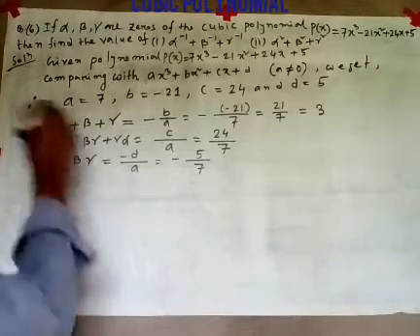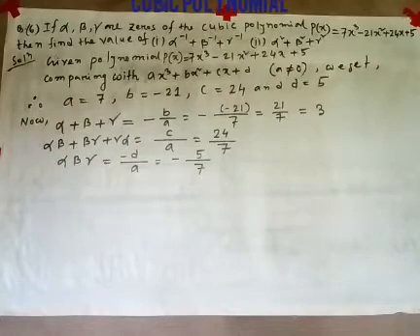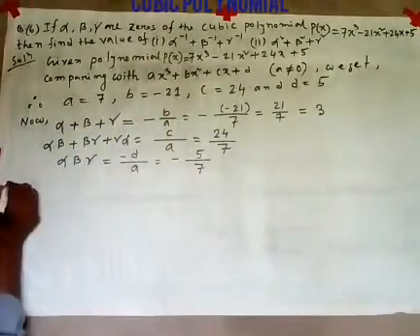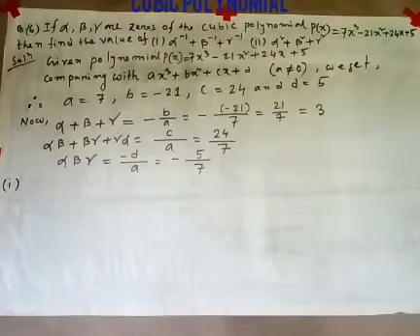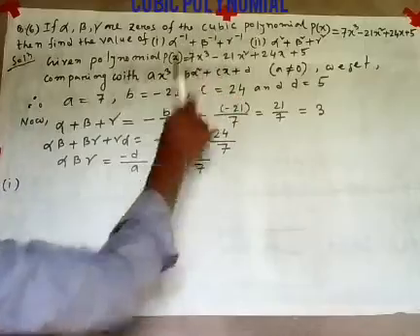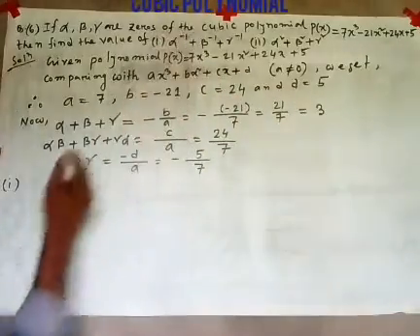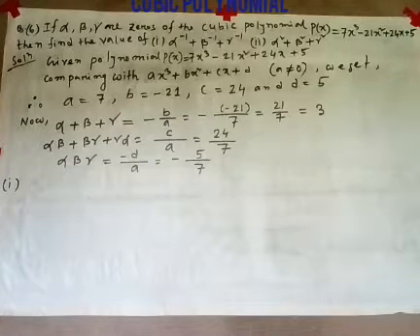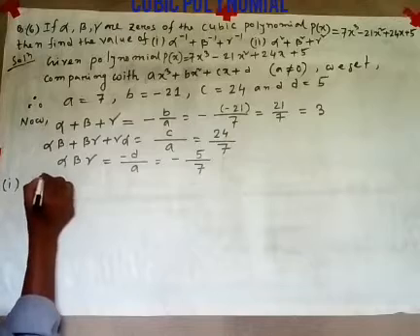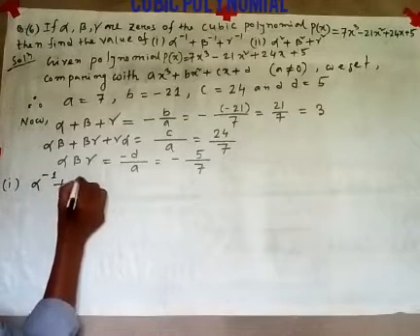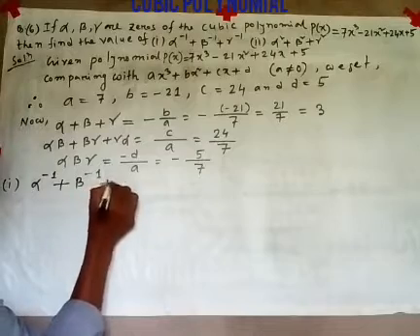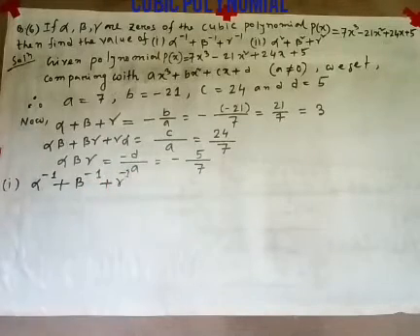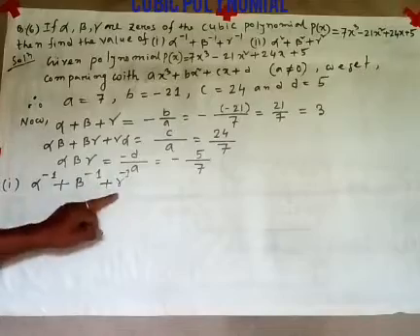Now, what is the question part? Look at the Roman 1 part. Now we can write Roman 1. What is the Roman 1? Alpha to the power minus 1 plus beta to the power minus 1 plus gamma to the power minus 1. Or we can read it like that also: alpha inverse plus beta inverse plus gamma inverse.